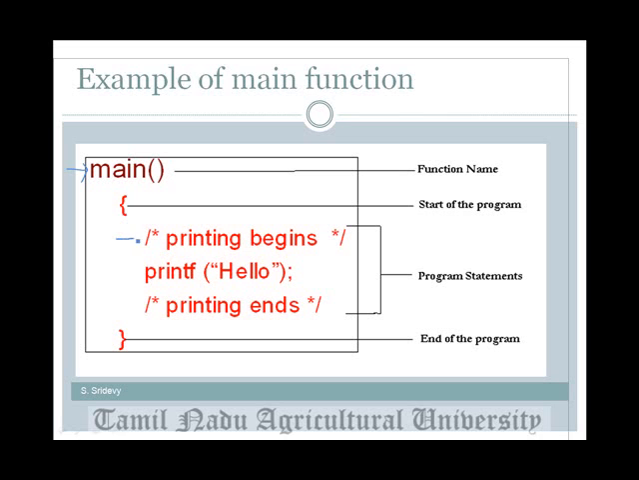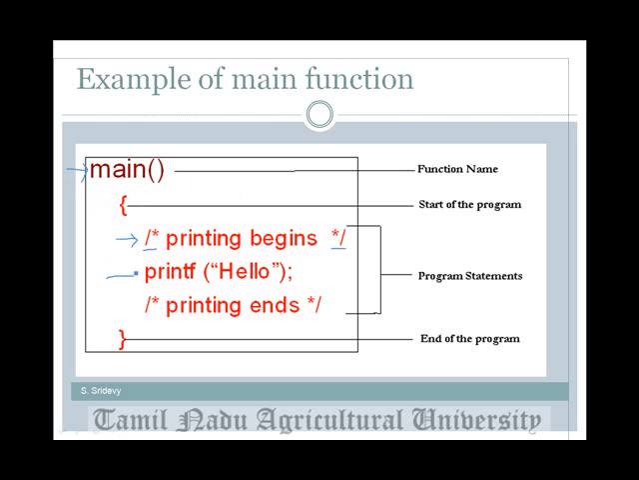Then this is a statement, and this statement is a comment statement. The comment statement always starts with slash followed by asterisk and ends with asterisk followed by slash. The comment statements are not executed by the C compiler at all. It is used only for user reference. We can have any number of comment statements in a program, and the inclusion of any number of comment statements will never slow down the execution of the program.